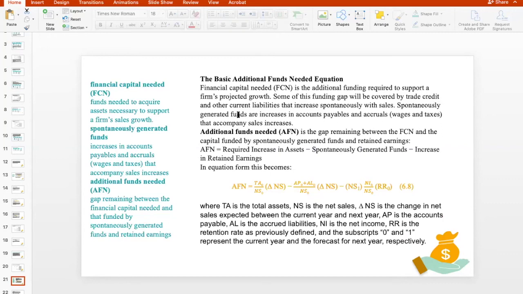Spontaneously generated funds are increases in accounts payables and accruals, wages and taxes and so on, that accompany sales increase. Now, the additional funds needed is the gap remaining between the financial capital needed and the capital funded by spontaneously generated funds and retained earnings. يعني لما نقول financial capital needed FCN هذه احتياجاتك الإجمالية كلها على بعضها.